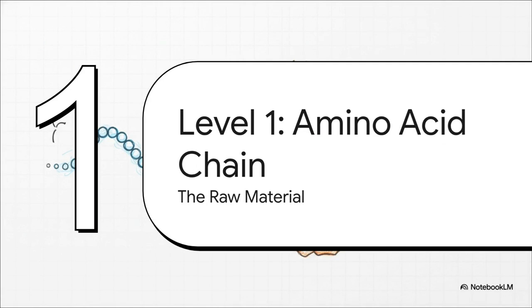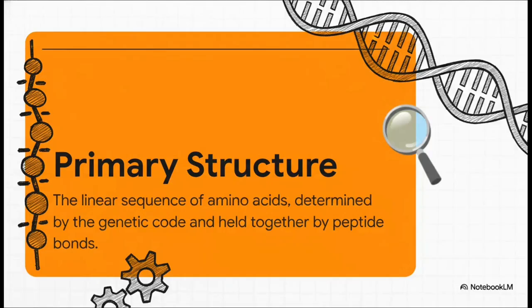So, let's start at the very beginning. Level 1. This is the raw material, the fundamental sequence that's going to dictate everything that comes after. So the primary structure, what is it? It's really just the linear sequence of amino acids. Think of it like beads on a string. Now, what's crucial here is that this specific sequence comes directly from your DNA.